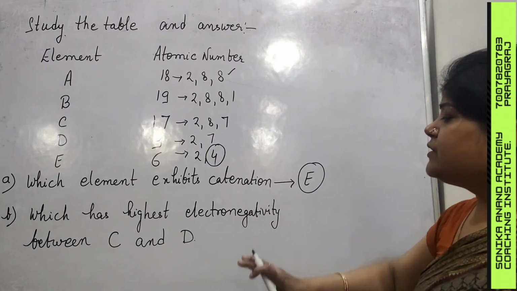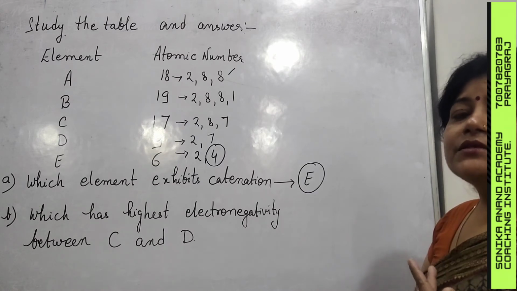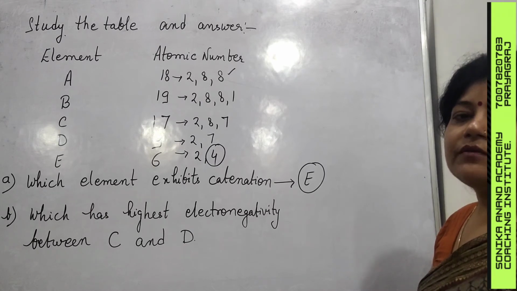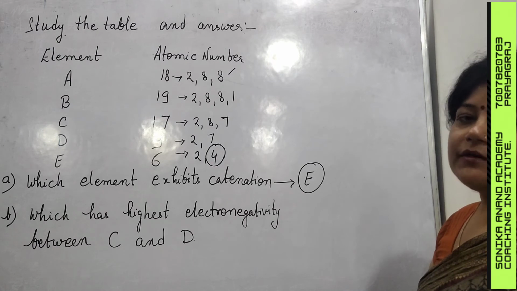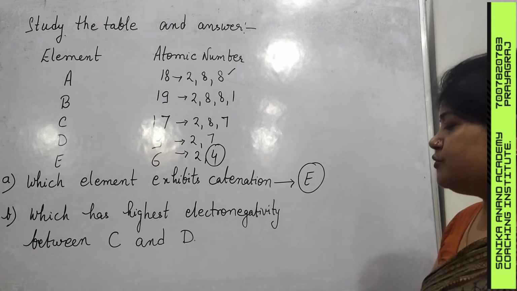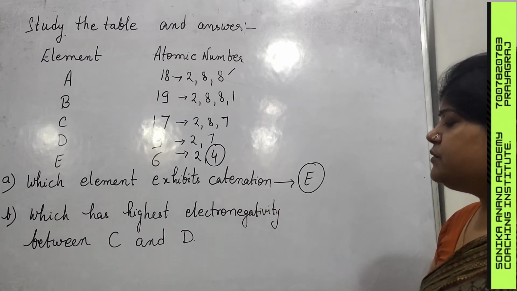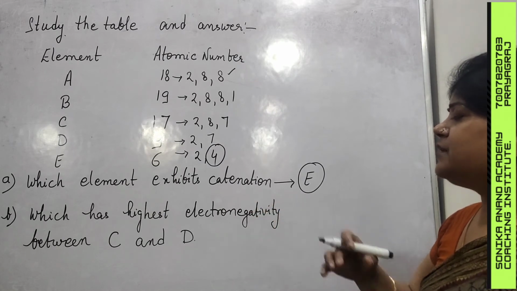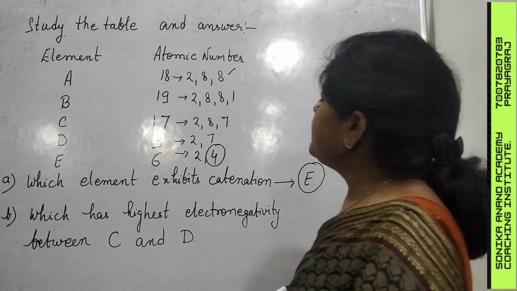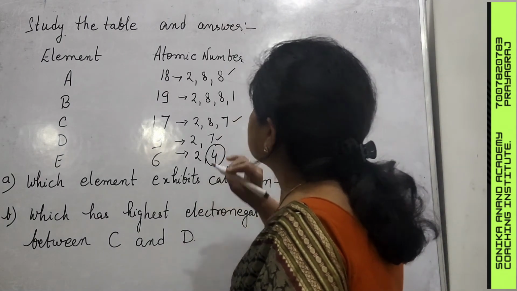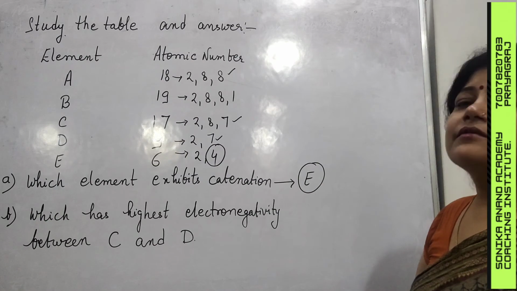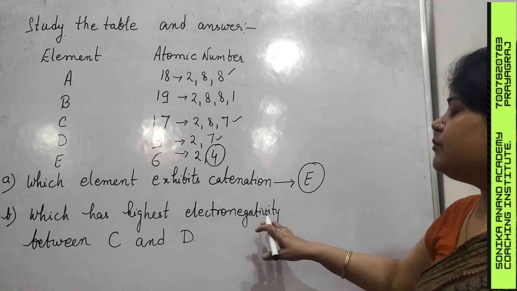Now next one, which has the highest electronegativity between C and D? Now what are the electronegative elements? The elements which have more than 4 electrons, that means 5, 6, 7. These are more electronegative atoms, okay, because they have more electrons in their outermost orbit and attract more. Now it is given in the question, we have to choose which one has the highest electronegativity, whether it is C or D. So we can see over here, both have 7 electrons in their outermost orbit. So they more readily attract electrons towards them, so they are more electronegative.